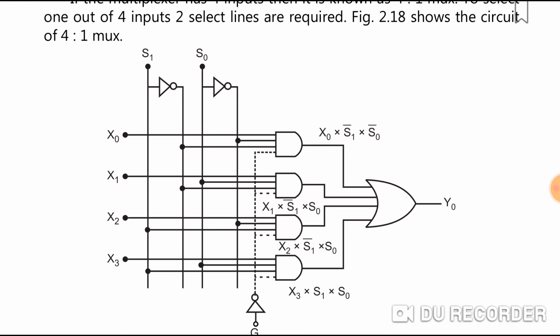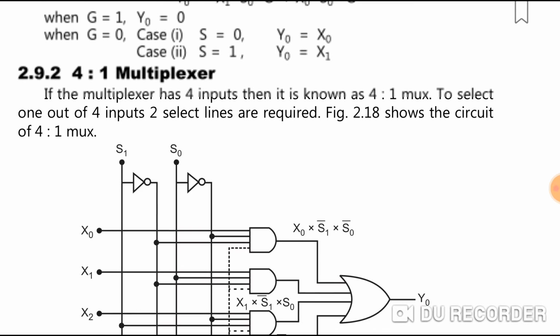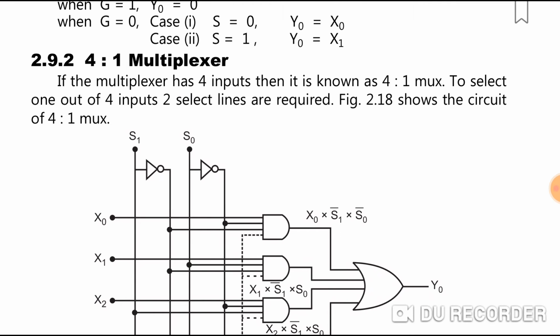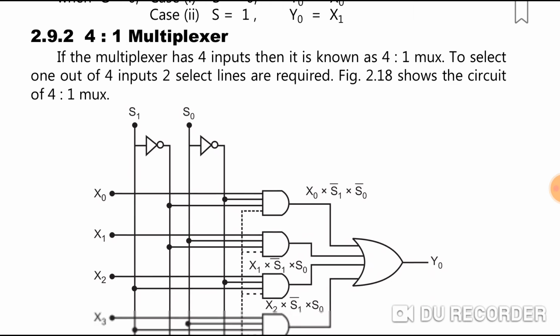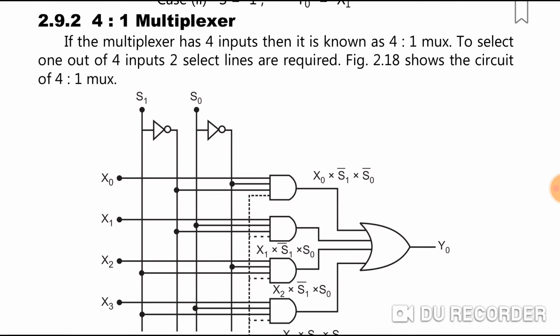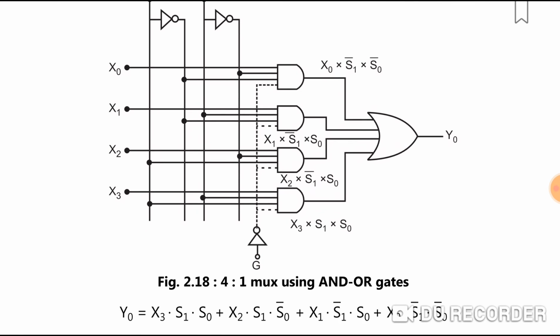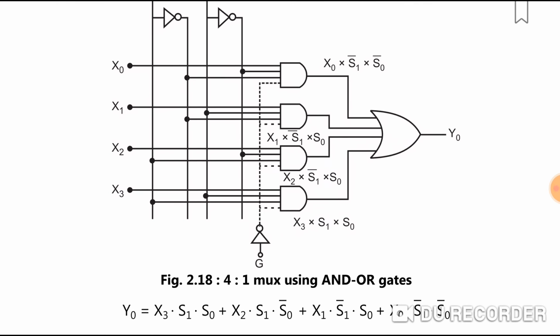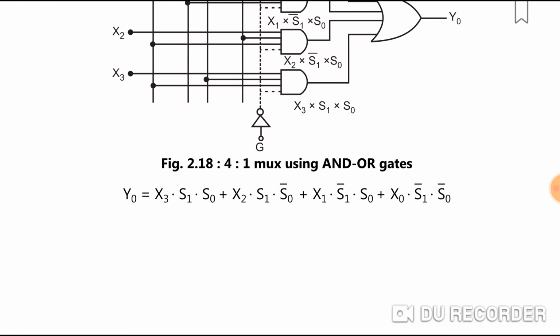Okay. Now in the last 2 by 1 mux, only 2 inputs we have seen. So here we are going to see the 4 by 1 multiplexer. Here 4 inputs are there. So if the multiplexer has 4 inputs, then it is known as 4 by 1 mux. So here X0, X1, X2, X3, these are the 4 inputs. Now to select one out of 4 inputs, 2 select lines are required. So it shows the circuit of 4 by 1 mux using AND and OR gates.